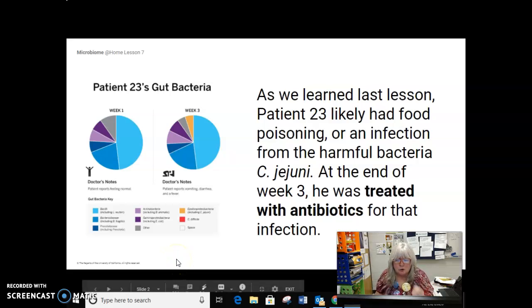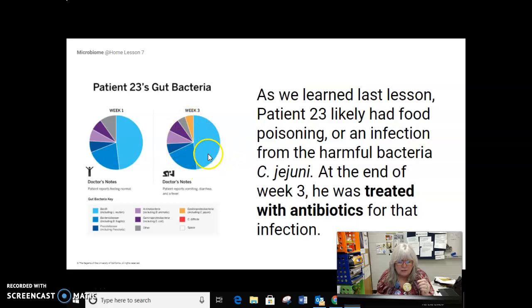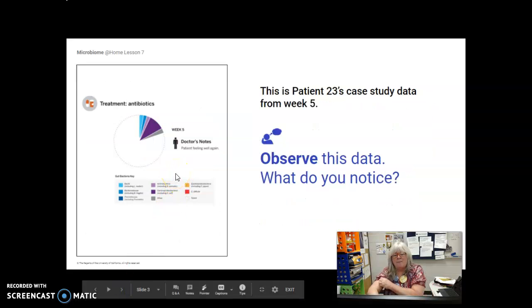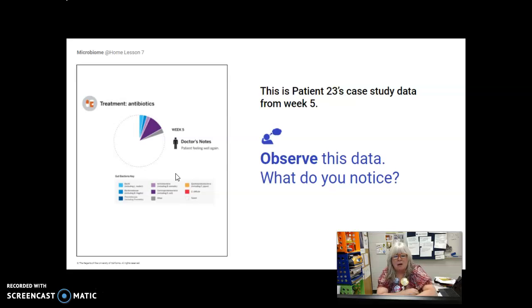So we've been talking and looking at patient 23, and it's likely that patient 23 has food poisoning because of the bacteria C. jejuni. So at the end of week 3, we know that he was treated with antibiotics. And when we look at this chart that shows week 5, and we think about how this patient was treated with antibiotics, we notice the patient is feeling well again, but we also notice that the pie chart looks different. So what do you notice about the pie chart?